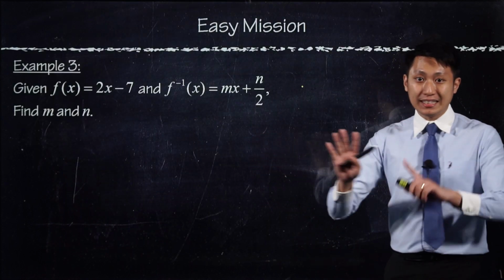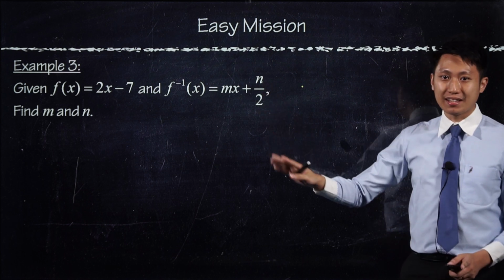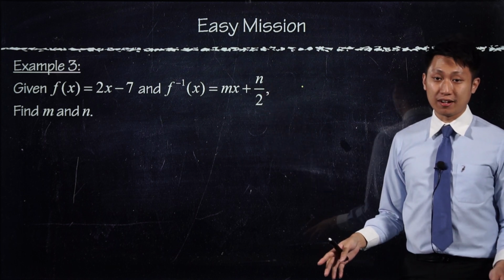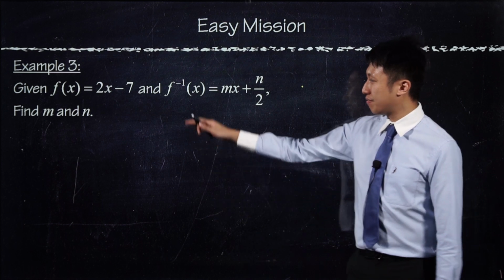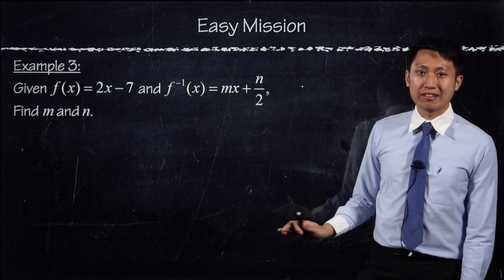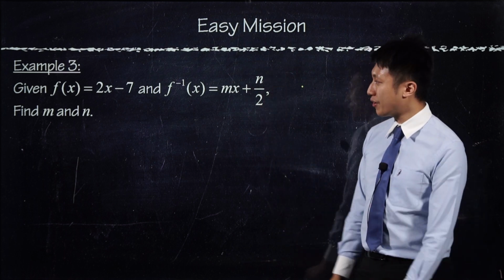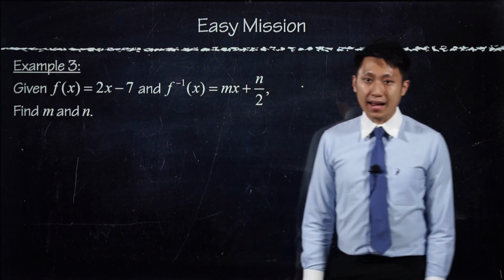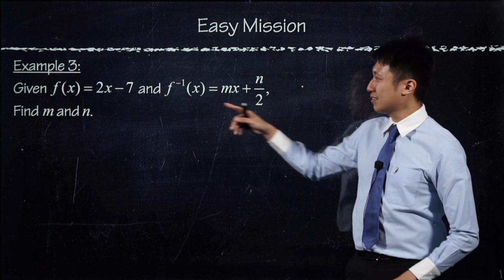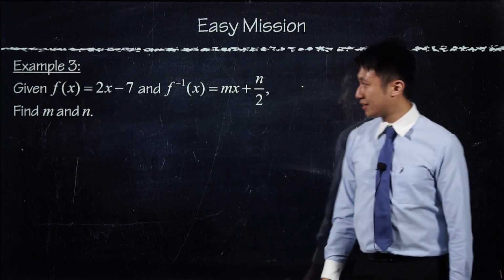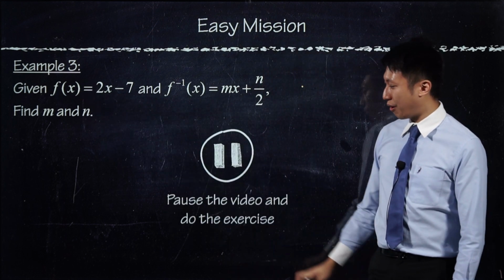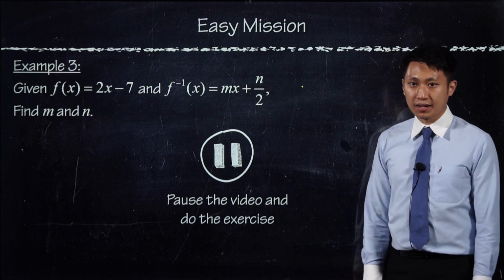Next, these kinds of things are possible in your SPM. Why? Because you're finding some values like m and n and so on. Okay, so this is possible. Now I want to find m and n. This is very easy because you are only finding the inverse of f. Okay, let's do it. Pause the video and try this.